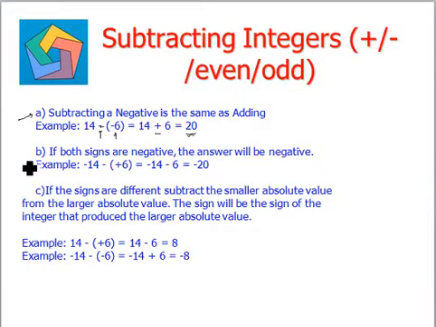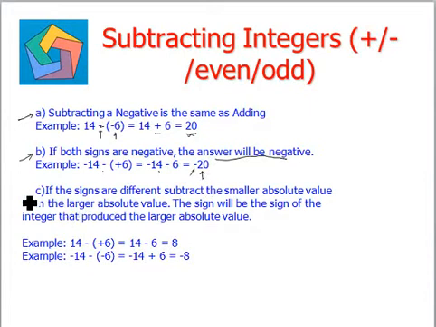Let's look at the next rule. If both signs are negative, the answer will be negative. That is negative 14 minus a positive 6. This is negative 14 minus 6. The answer will be negative, but we add the two numbers, that is 14 plus 6, which is 20.